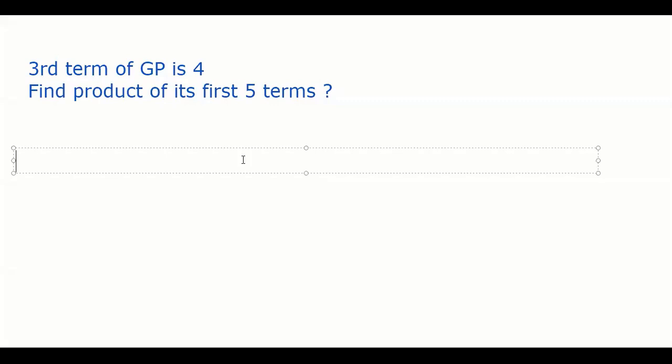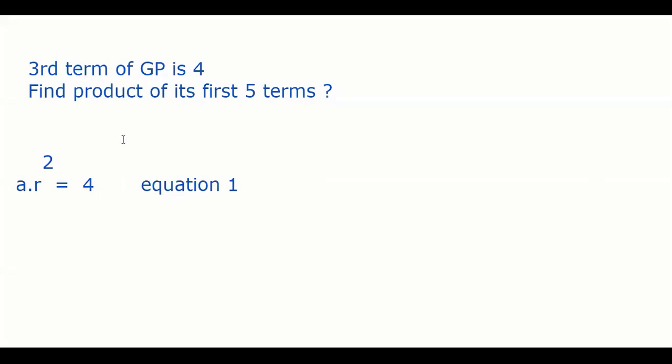So the third term of the GP is 4. What is the third term given by? A into r to the power of 2. Everybody agree? The third term is A r square and that is given as 4, right? So this is my equation 1. Now, we have to find the product of its first 5 terms.